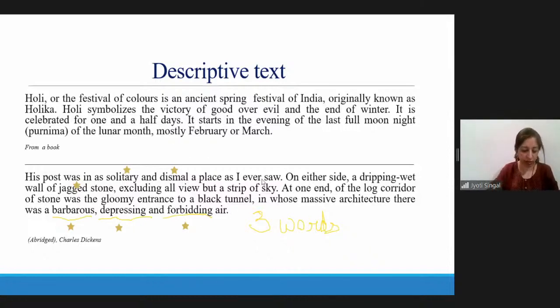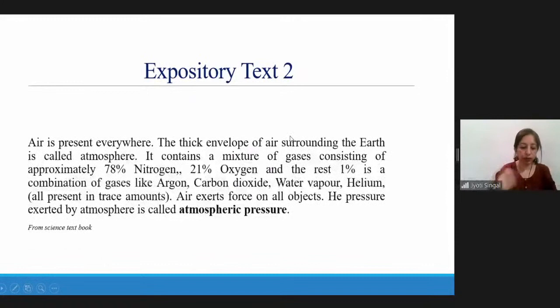Thank you so much for answering all the questions. Now I'll take you to the next thing. Let me just clear our drawings. Okay, now we come to the expository text. Yes, very true, Shreya. Dismal is depressed, solitary is lonely. Wonderful, wonderful. Thank you so much for answering those questions. Very good. I'm so glad everybody is with me.